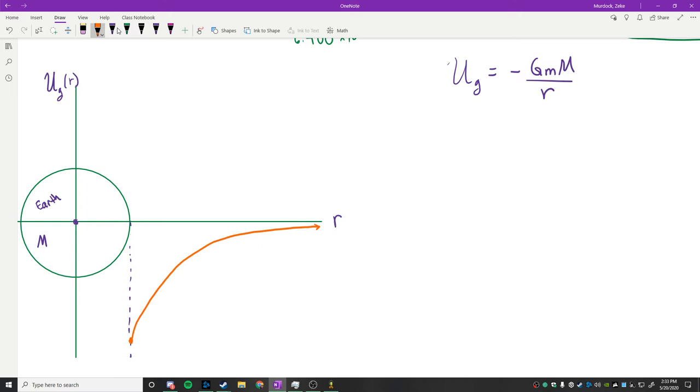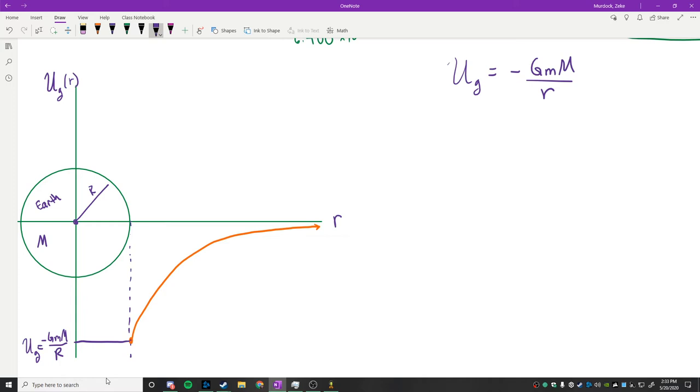Now, when I plot these potential energy functions, I have to think about what I'm actually doing here. One other thing we could say is that at this location, on the surface, the energy is negative G little m big M divided by the radius of the planet. So if the radius of the planet is big R, that's the value at the surface. And then as you move farther and farther away, it gets weaker. It becomes less negative, basically, right?